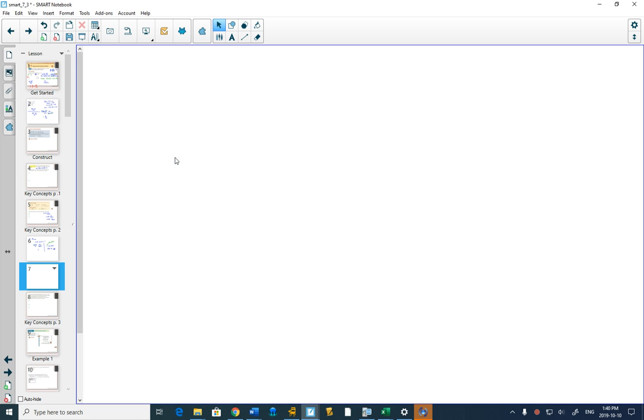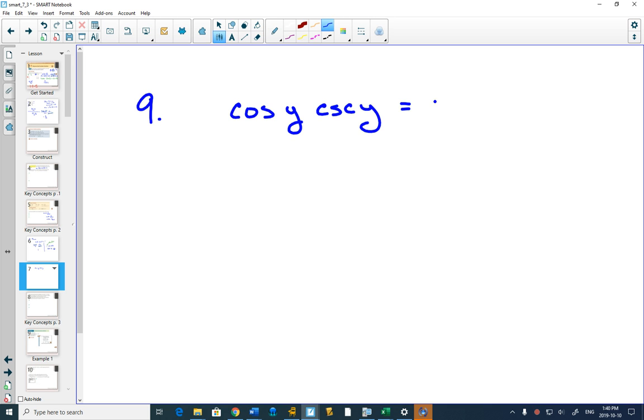So we did number 5. We're going to do number 9 next. So number 9, it starts with cos y cosecant y equals cotangent y. So on your separate paper, we always rewrite the equation, and we start by drawing the line.